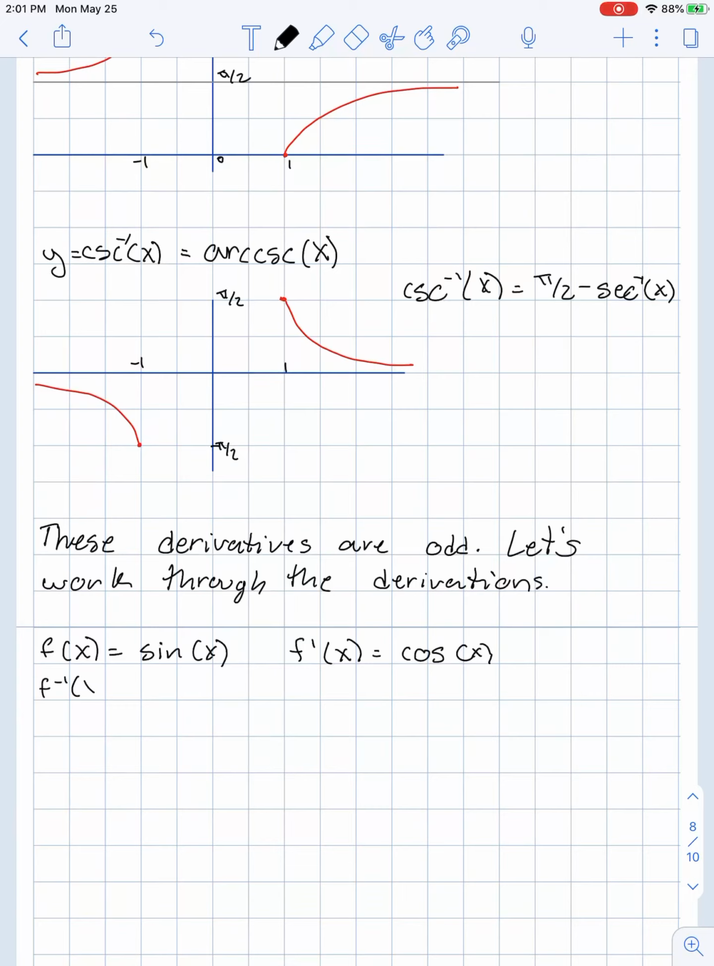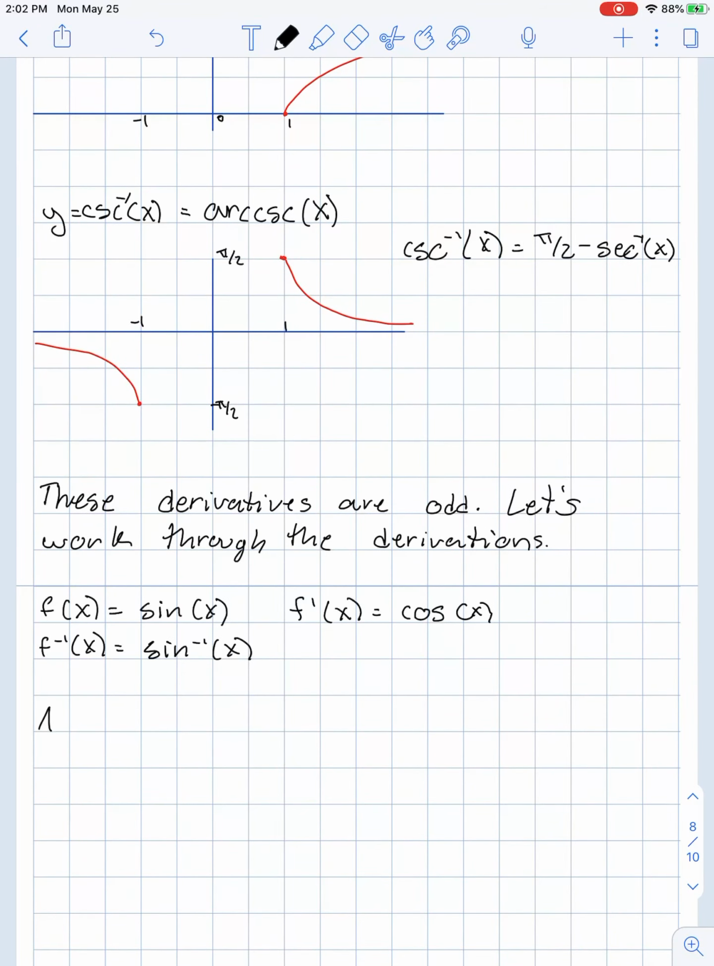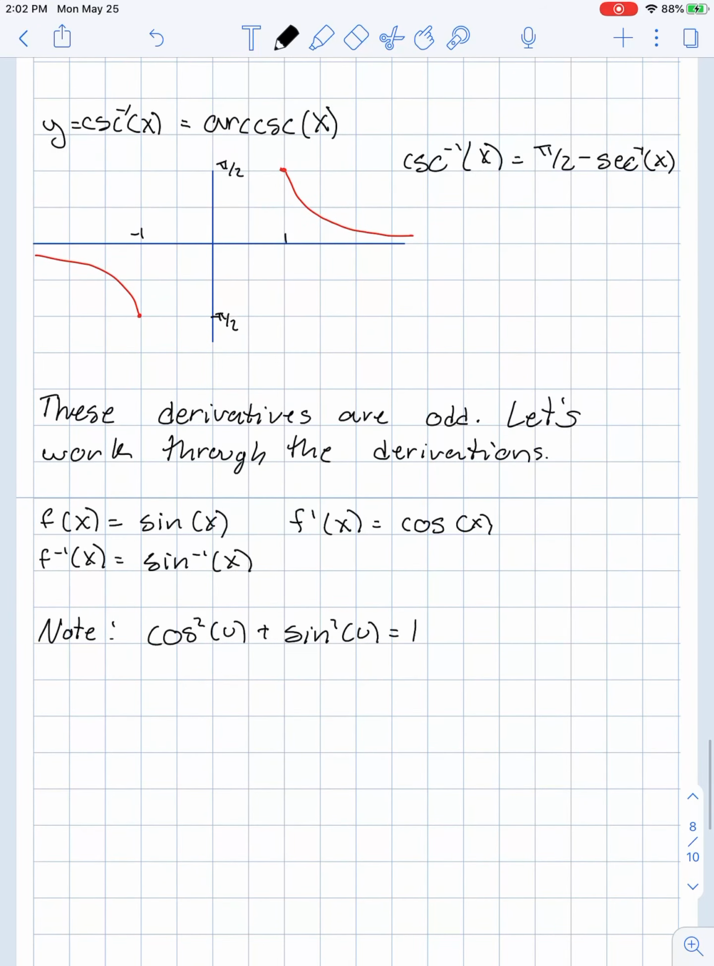And f inverse of x is, let's call it sine inverse instead of arc sine. I think that'll help. Okay, cool. And we don't know the derivative of arc sine yet. We're trying to figure that out. So first I want to bring up this Pythagorean identity, that cosine squared u plus sine squared u equals 1. Should be like your favorite one. We're going to use that.